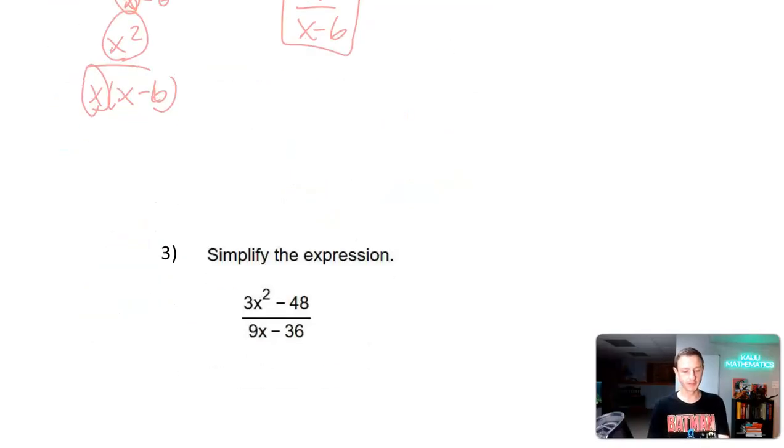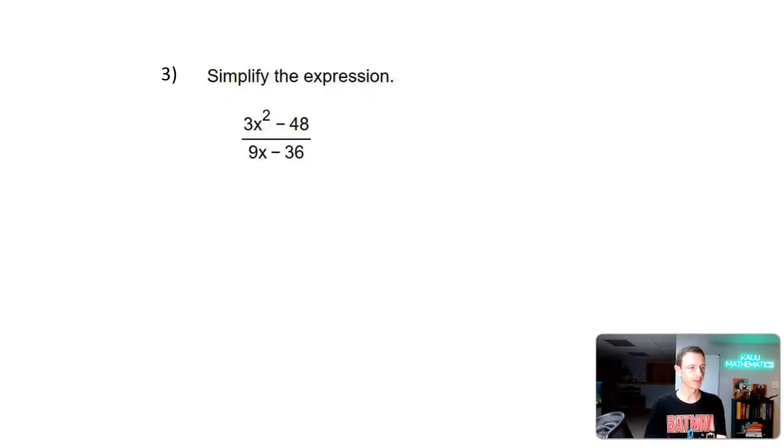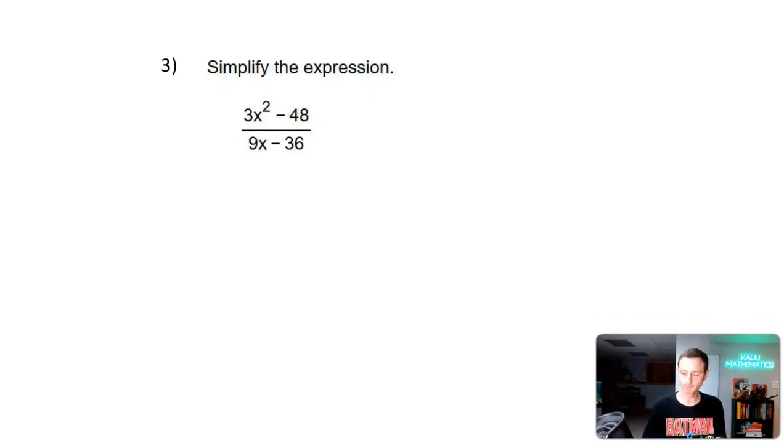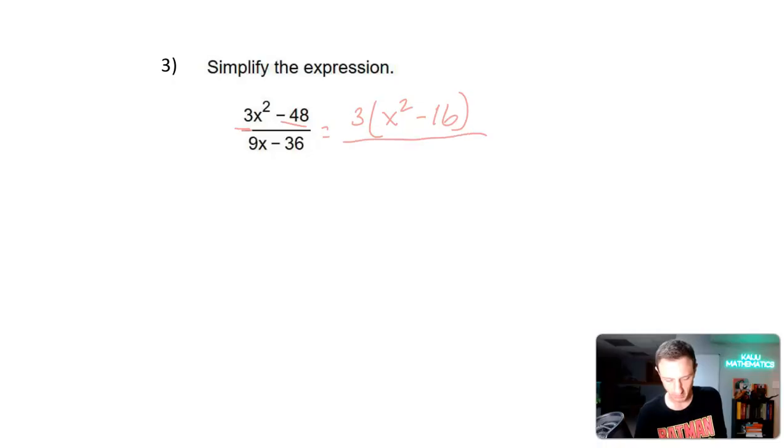So that's simplifying. I think I have another one. Yes, another simplifying. Let's see how this one shakes out. So on the top, I could factor out a 3. I just have a GCF of factoring out a 3. So I'm going to factor out the 3. I get x squared minus 48 divided by 3 is 16. All over, I can factor out a 9. So I'm going to take out 9, x minus 4.